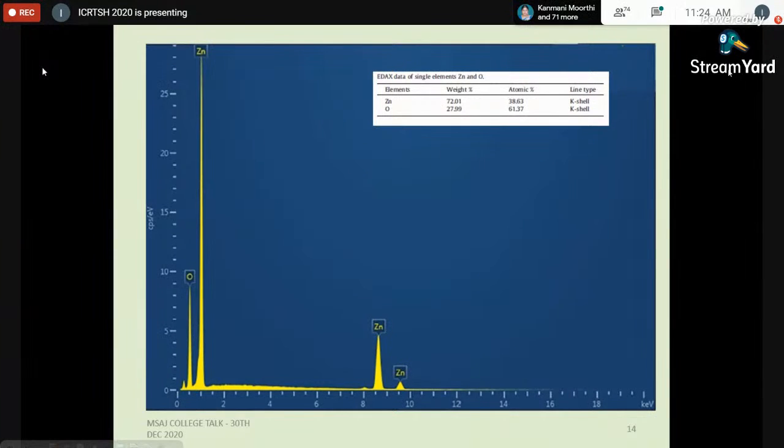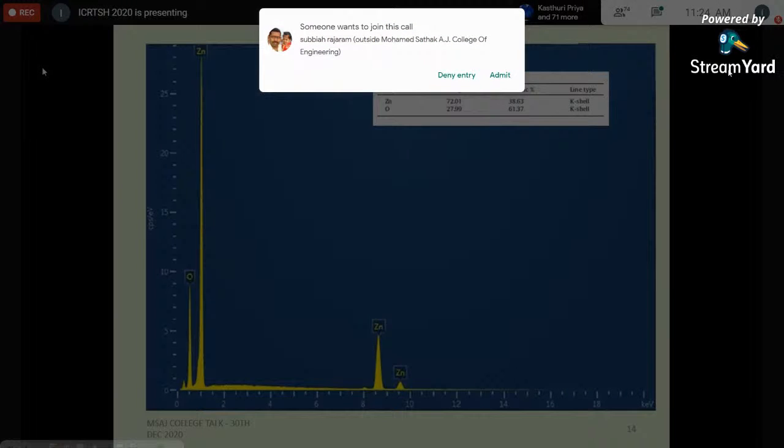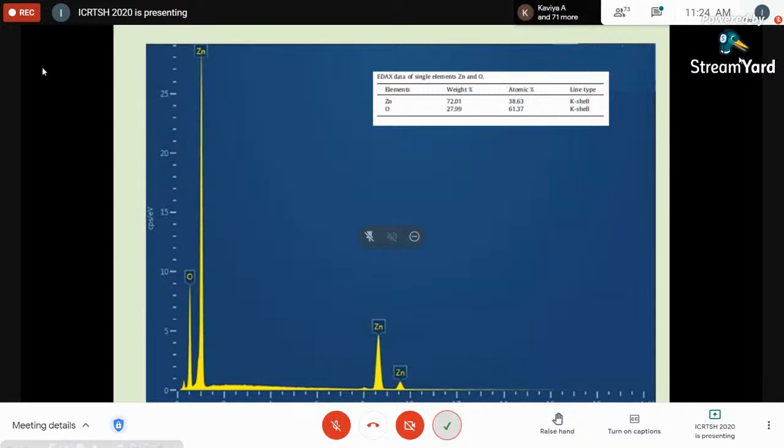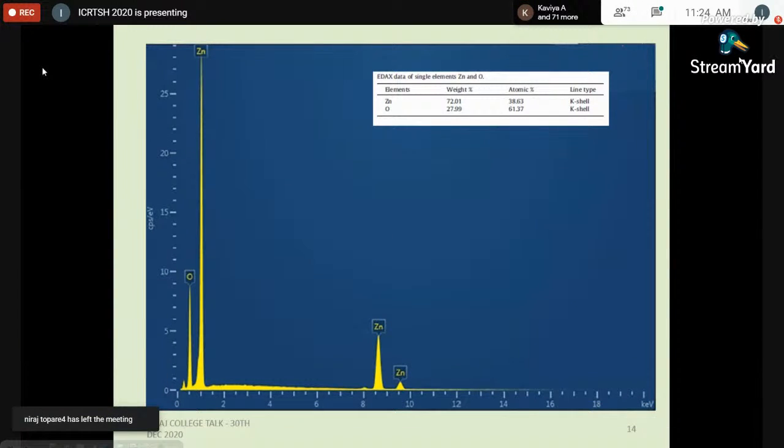Yeah, this is a method: SEM with EDAX. SEM is already represented. So it is EDAX, giving weight percent as well as atomic percent for zinc oxide, Zn and O. Zn and O are shown to be present, which we can identify through this EDAX representation of Zn and O. Next slide, please.